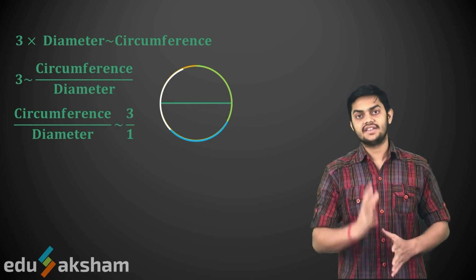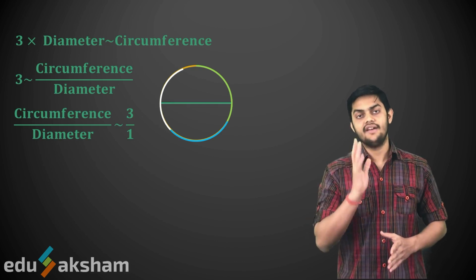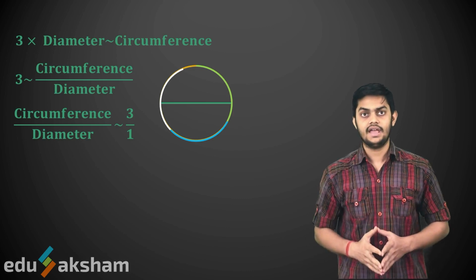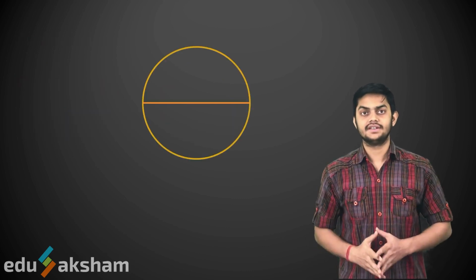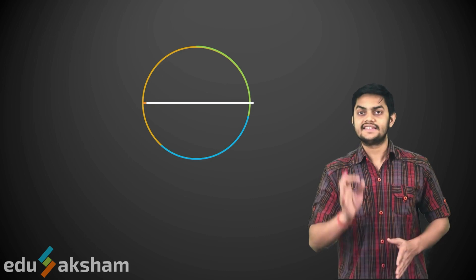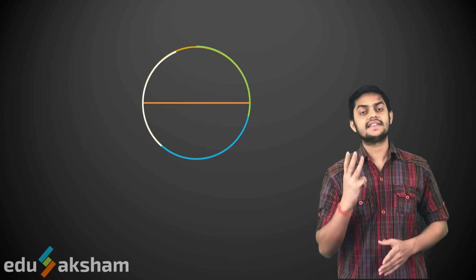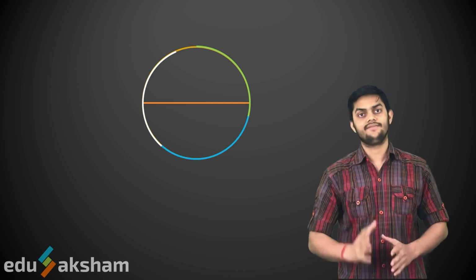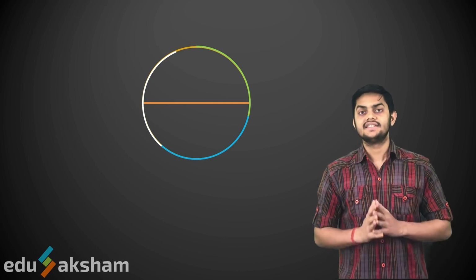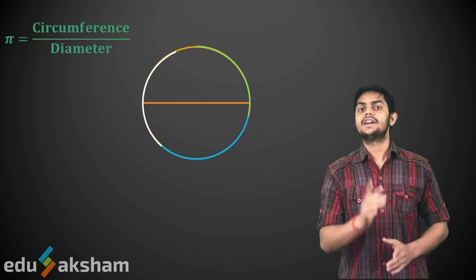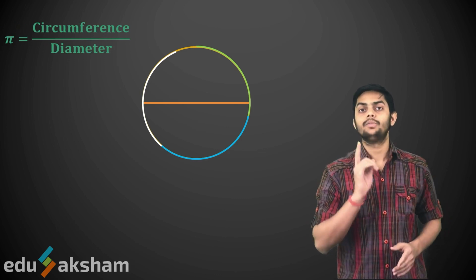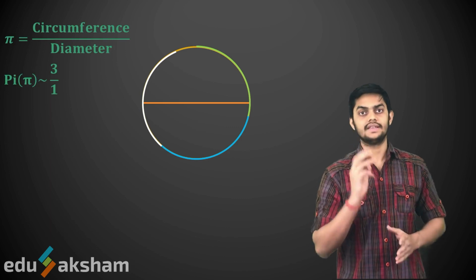Now, the question arises: is it true for every circle? Let's check this on a different circle. Now repeat the same procedure. This is showing the same result, that 3 times the diameter is approximately equal to the circumference. Pi is the ratio of circumference to diameter, and we have seen this ratio to be approximately equal to 3.